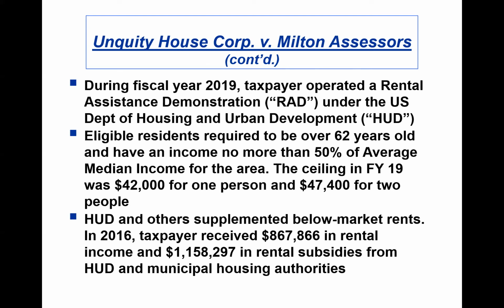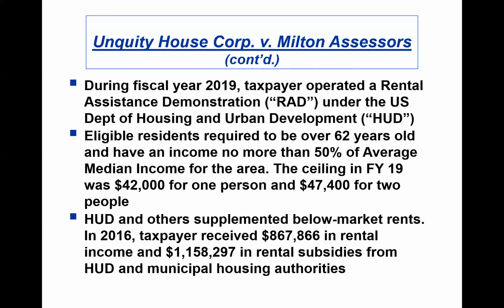During fiscal year 2019, the taxpayer operated a rental assistance demonstration under the U.S. Department of Housing and Urban Development, which we refer to as HUD. Eligible residents were required to be over 62 years old and have an income no more than 50% of the area median income. The ceiling in FY19 was $42,000 for one person and $47,400 for two people.